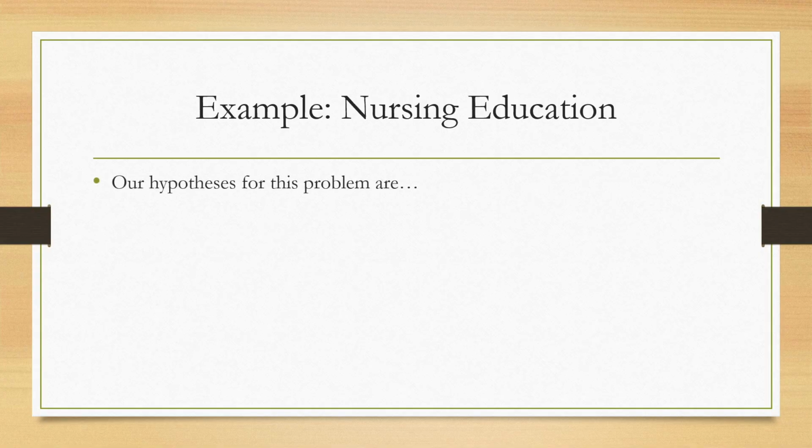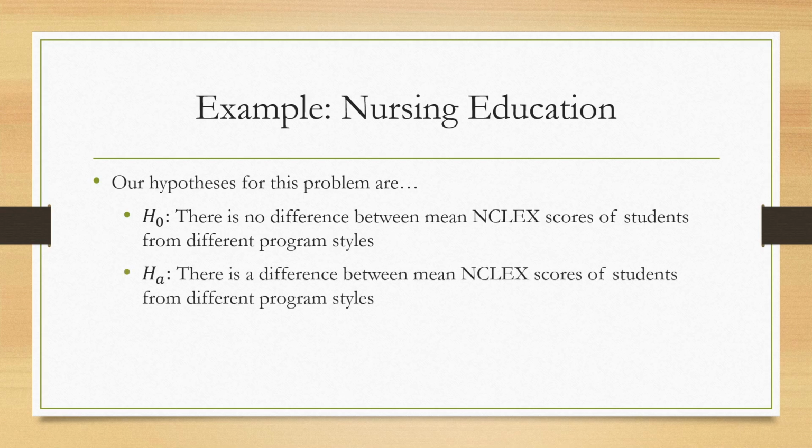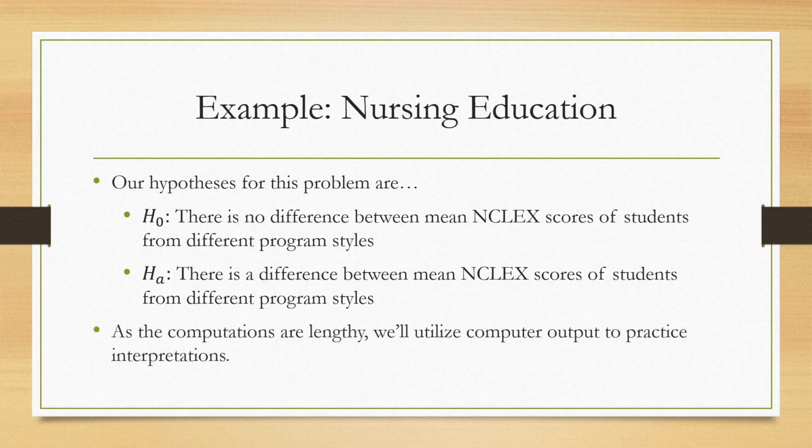All right, so our hypotheses for this problem. For the null hypothesis, the default skeptic belief is there's no difference between the mean scores of the students from the different program styles. And the alternative hypothesis is that there is a difference between mean scores of students from the different program styles. Sometimes you'll see average instead of mean used. That's fine, but average is a little bit ambiguous. We have multiple averages: mean, median, mode. Here, we're just being a little bit more intentional about which one we're specifying.